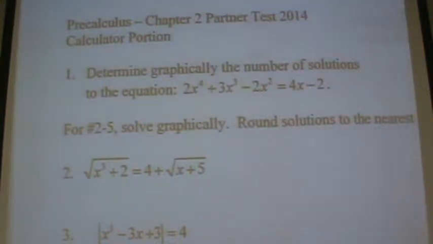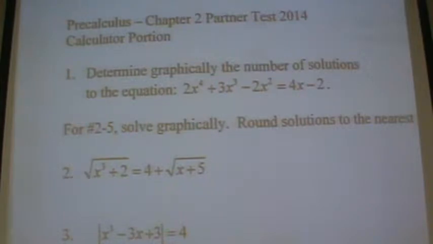Here's the pre-calculus chapter 2 partner test. On this test you are allowed and encouraged to use the graphing calculator as much as possible. The test is tomorrow, individual test. I want you to beat that score that's on your paper. That's more important, to beat that. Show some growth. All right, number 1, determine graphically the number of solutions.